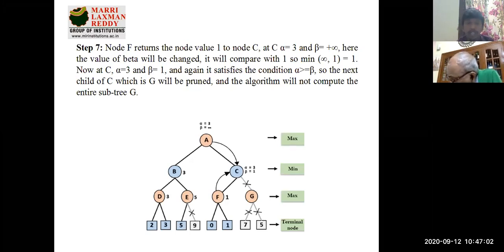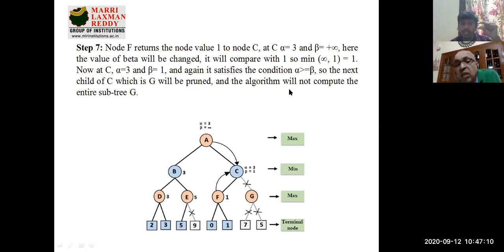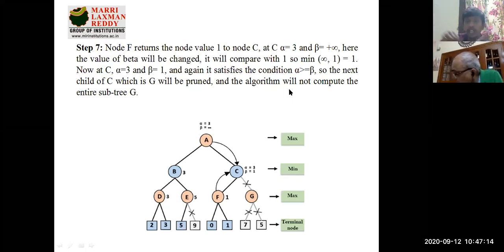Why is beta updated? Because initially the beta value is infinity and the f value is updated to 1. Among infinity and 1, the minimum value is 1. That's why beta is updated to 1. So alpha is equal to 3 and beta is equal to 1. This condition is being applied.